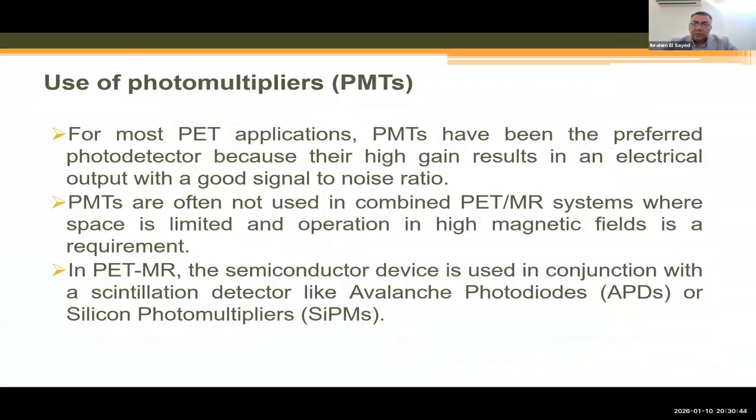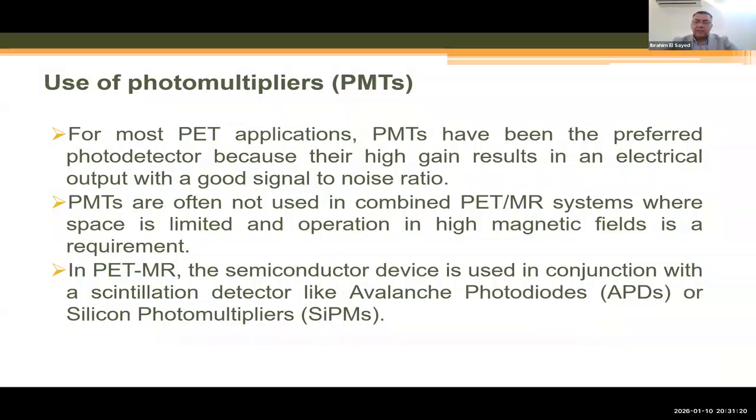So for PET MRI, a semiconductor device is used in conjunction with the scintillation detector. We have two types now. I think one of them is now obsolete. It was new when I was learning about PET-CT. The avalanche photodiodes, APDs, were used in early clinical PET MRI with the Siemens Biograph. They are compact and not affected by magnetic field, but they have a lower gain and are more sensitive to temperature variations, more than PMT actually.